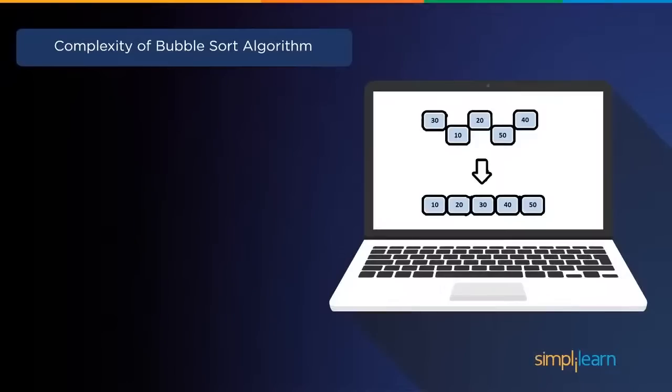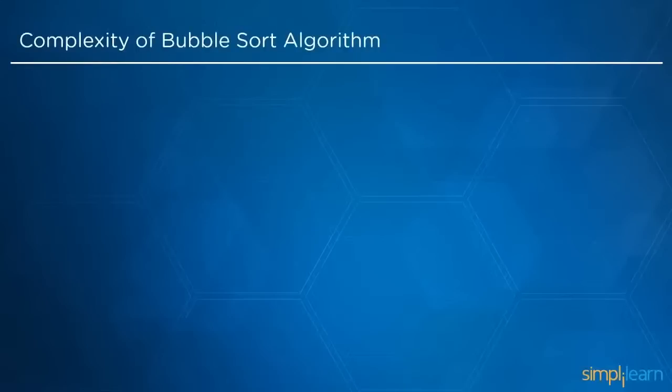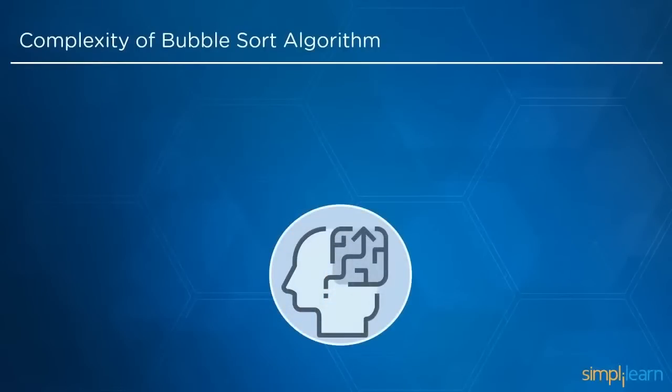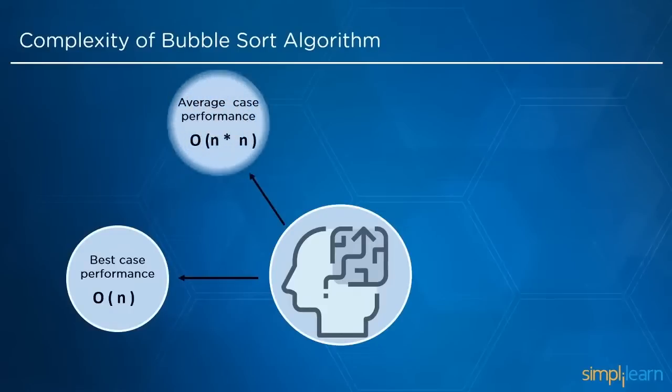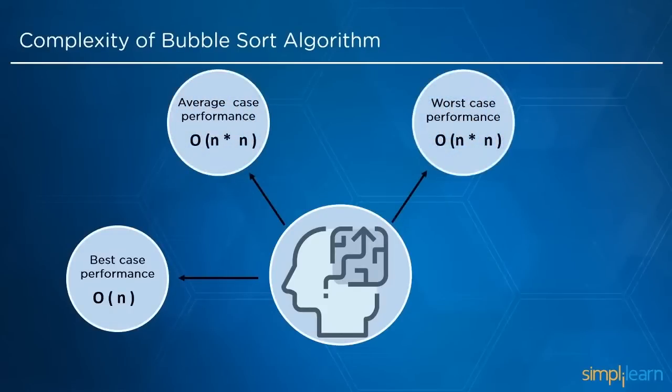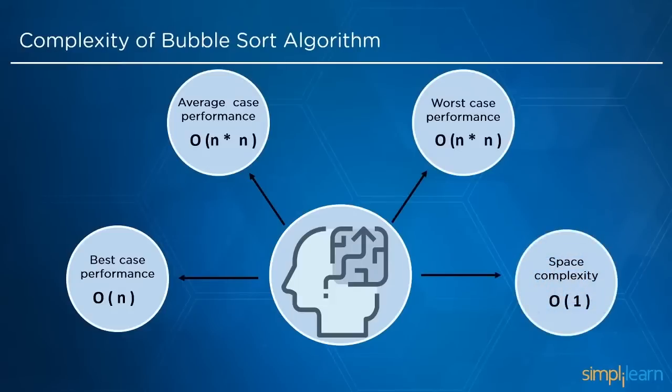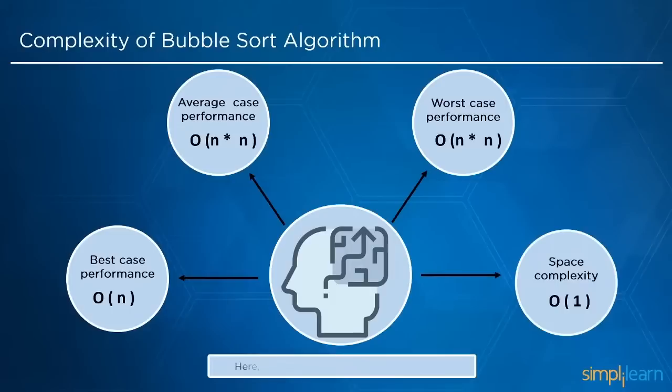After knowing the variations of the bubble sort algorithm, now we will see the complexity of the bubble sort algorithm. The best case of the bubble sort algorithm is big O of n, where n is the number of elements being sorted, and the worst and average cases are big O of n into n, and lastly, the space complexity is big O of 1. Here, n is the number of data elements being sorted.